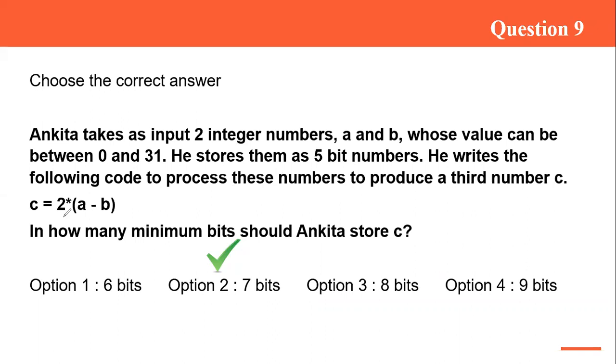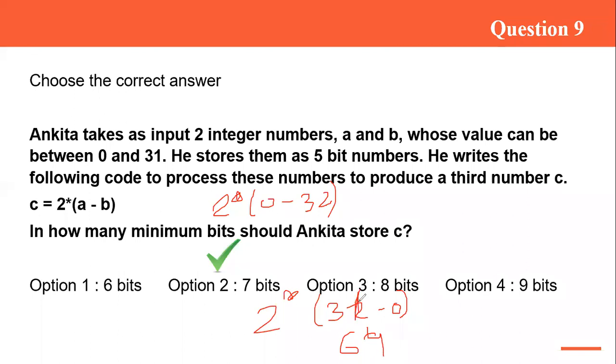See here, the result, maximum positive number and maximum negative number, what is it? Calculate. It can be 2 into 0 minus 32, or it can be 2 into 32 minus 0. These are the both extremes possible. Positive extreme possible is 2 into 32 minus 0, which is nothing but 64, sorry, 31, right? Not 32, 31. So the positive extreme possible is 31 into 2, which is 62. Negative extreme possible is minus 62.